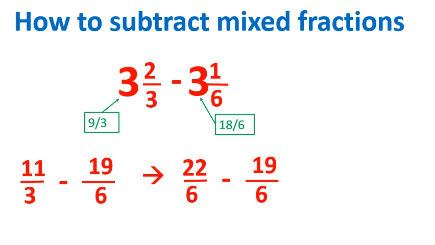Now we need a common denominator. So we're going to get 6 to be our common denominator. So 11/3 is converted to 22/6, and we're still subtracting 19/6 from that. And now we just subtract the numerators. So 22 minus 19 is 3, and the denominator is 6. So the answer is 3/6, but we can reduce that. That is equivalent to 1/2. So the answer is 1/2.